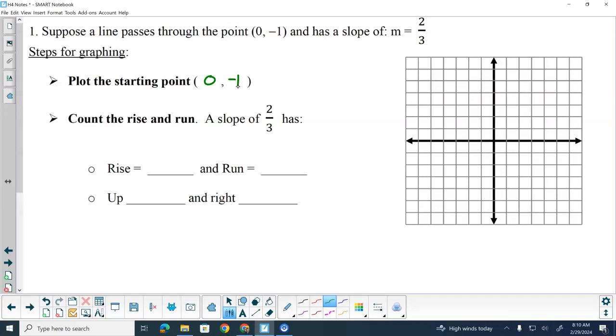Start from the origin, and we go what? Down 1. Okay? Remember, you three, it's x, y. All right? So x is 0, so that's left and right, because x is our left and right. So that's left and right 0. And then we got to go down 1 from the negative 1.